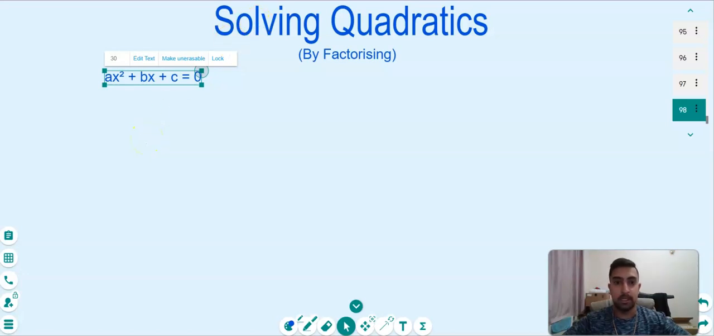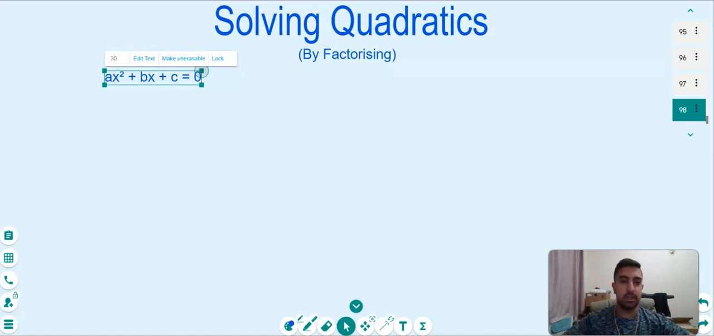Hello. So, in today's lesson, we're going to be looking at solving quadratics by factorizing. Now, the reason I've specified by factorizing is because there are three main ways we can look at solving quadratics. One is by factorizing, another method is using the quadratic formula, and the final method is by completing the square. But for today's lesson, all we're going to focus on is factorizing.